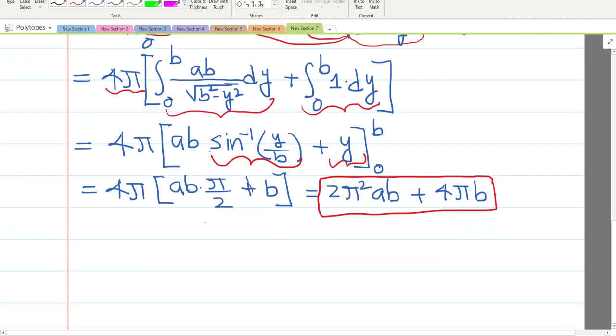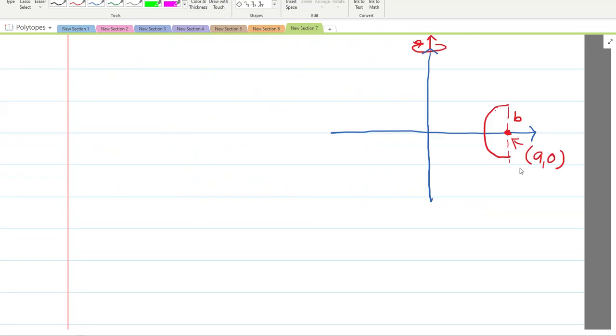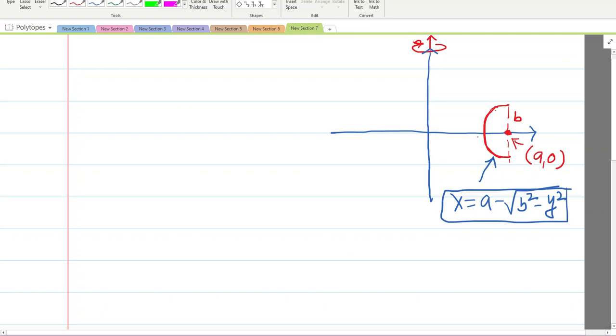Okay, now let's do the second part. If we rotate the left half of the circle, which is shown right here, the equation of this curve, if we take the negative sign, we get that one here, b square minus y square. Okay. So if I rotate this part about the y-axis, like that, we get the other part of the torus. So let's do that now.